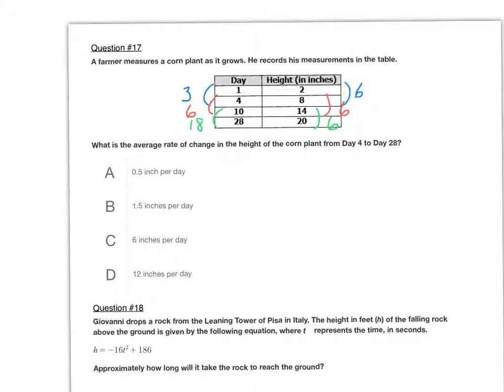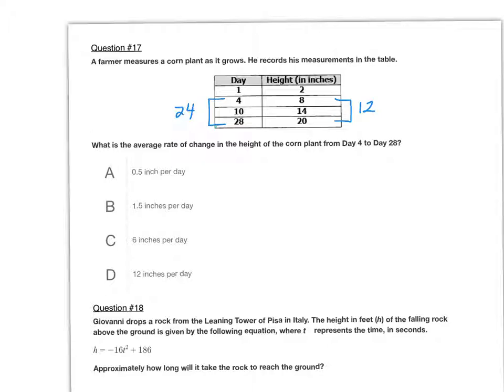So what is the average rate of change in the height of the corn plant from day 4 to day 28? So we actually want to go from, so let me erase these since it's really not a linear function. So they're only choosing 2 of the ordered pairs. So we're going to go from day 4 to day 28. So that is a difference of 24 days. And then that would go from 8 to 20, which is a difference of 12 inches.